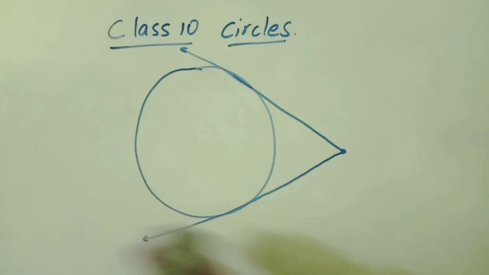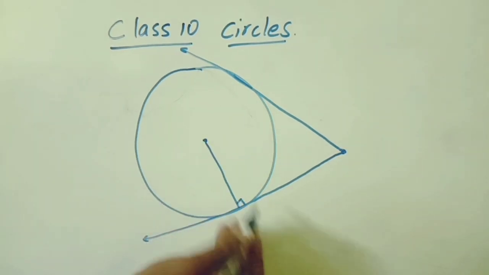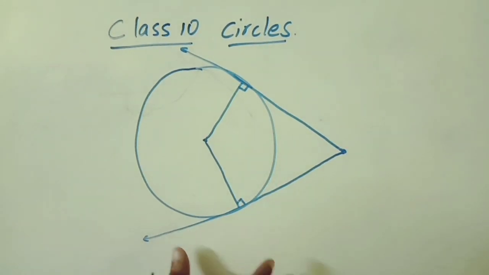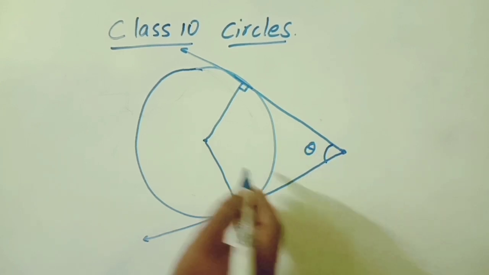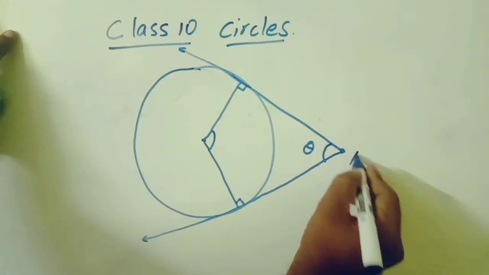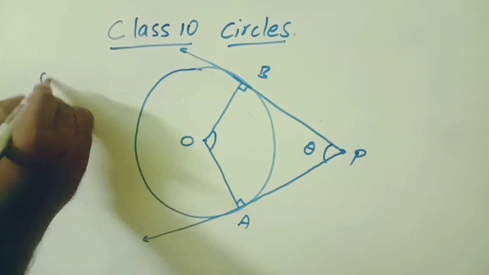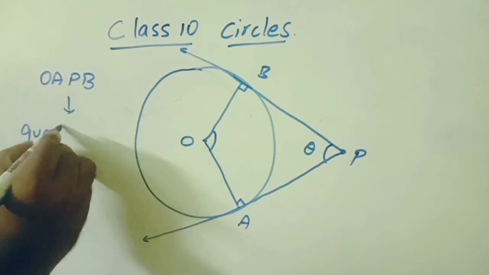Now, as I told, the radius will be perpendicular to the tangent. What if I join the points where the tangent is meeting the circle and the center? Will it be 90 degrees? Obviously, it will be 90 degrees. Correct? So, most of our problems in this chapter revolve around a concept like: given this angle is theta, find this angle. How to find this angle? Let us name the points: P, O, A and B. Can I say O, A, P, B is a quadrilateral? This is a quadrilateral.